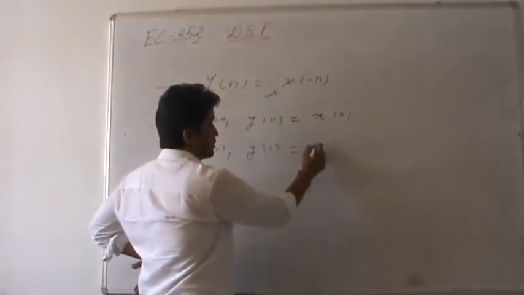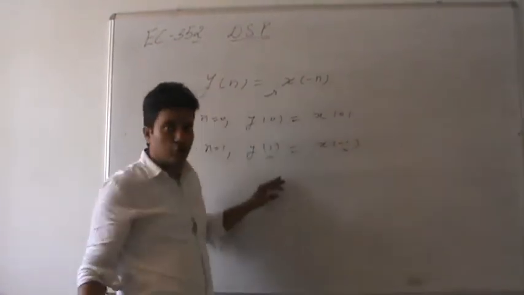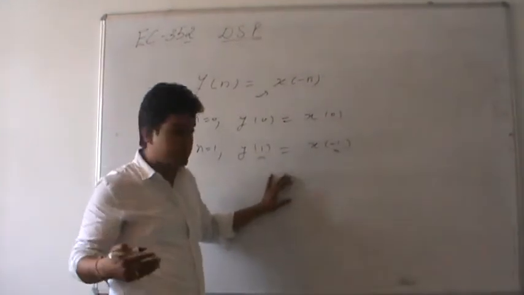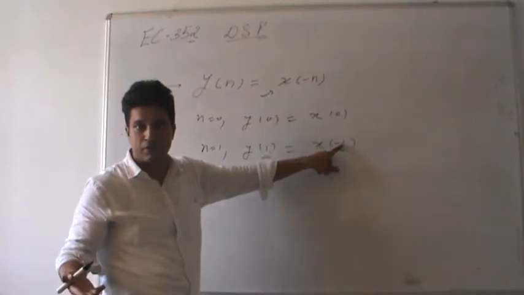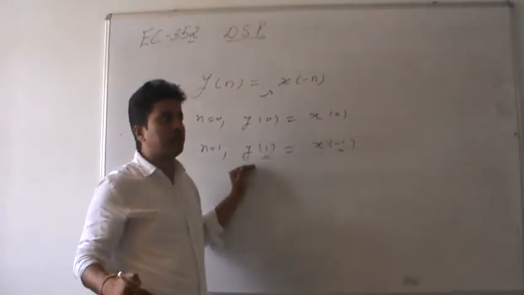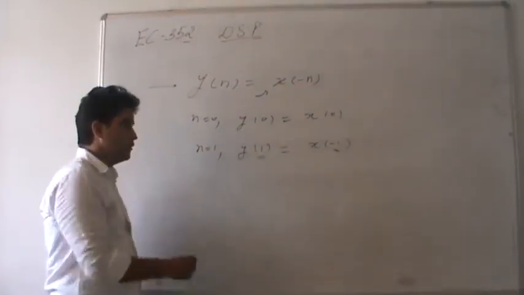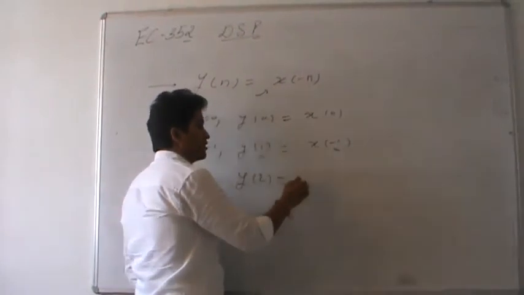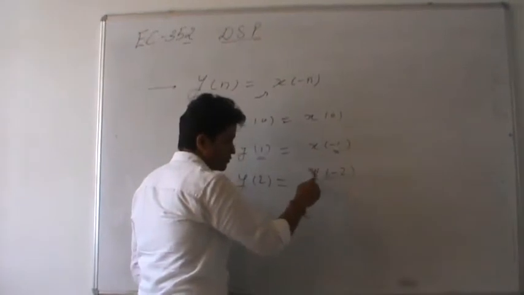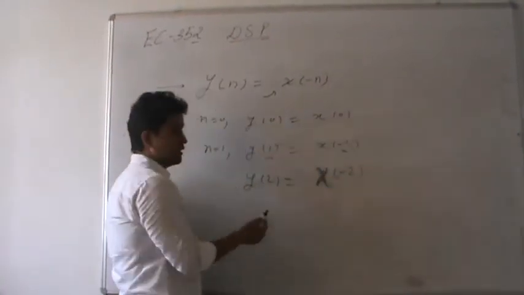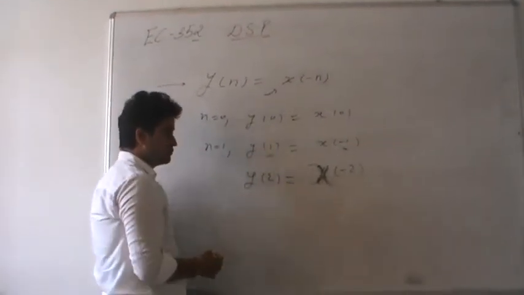y of 1 is depending on x of minus 1. Current value is 1, input is minus 1. So the current value of output is depending on the previous value of input, the past value of input. So as long as the output is depending on the past value of input, the system is causal for y of 1. We can check it for y of 2, which will become x of minus 2. So again, the system is causal, no issue.